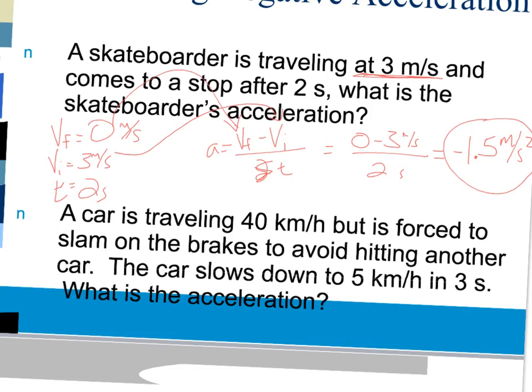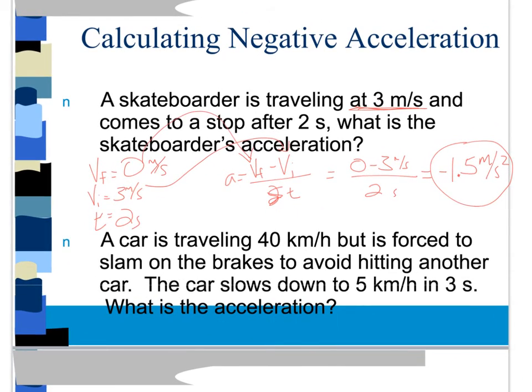All right, so you can easily go back and just ask yourself, did the person speed up or slow down? If he slowed down, my answer needs to be negative. If I forgot to put the numbers in the right spot and I ask myself, did he speed up or slow down? Well, in this case, he obviously is slowing down. He comes to a stop. So if my answer was positive, I can easily fix that by just saying, oh, I messed that up. He obviously came to a stop. He must have slowed down. So therefore, it's a negative answer.